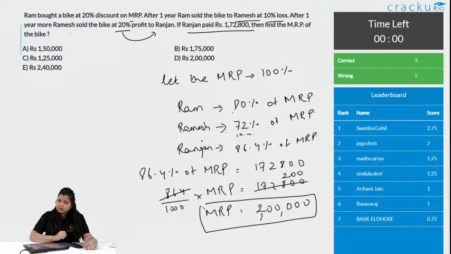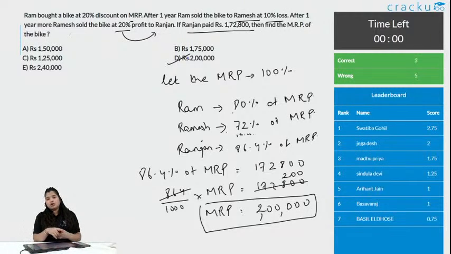And 3 people got this correct. So option D is the correct answer. Remember, if it is saying 10% loss or 20% profit, then it is not on the main amount, that is not on the MRP, it is rather on the amount he bought from Ram, or he bought from Ramesh. 3 people got this correct and 5 wrong.